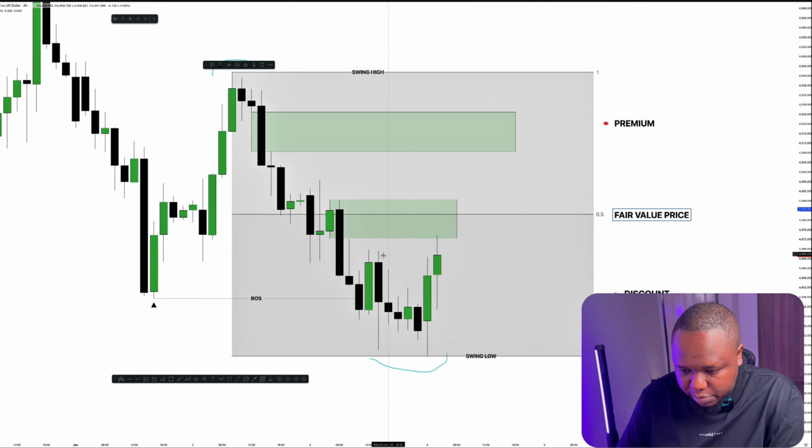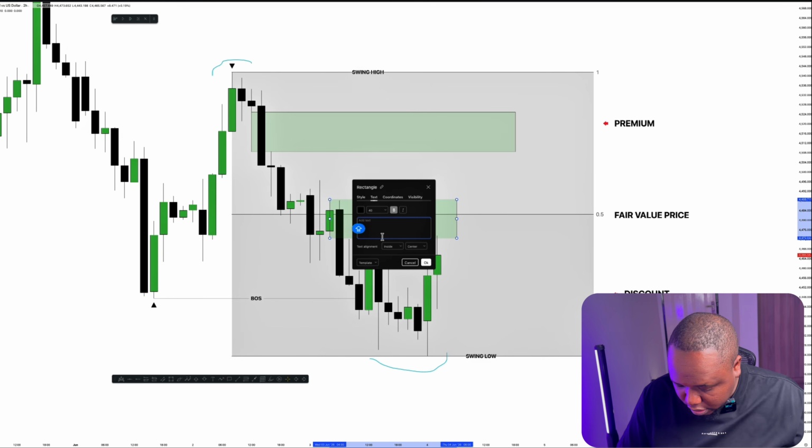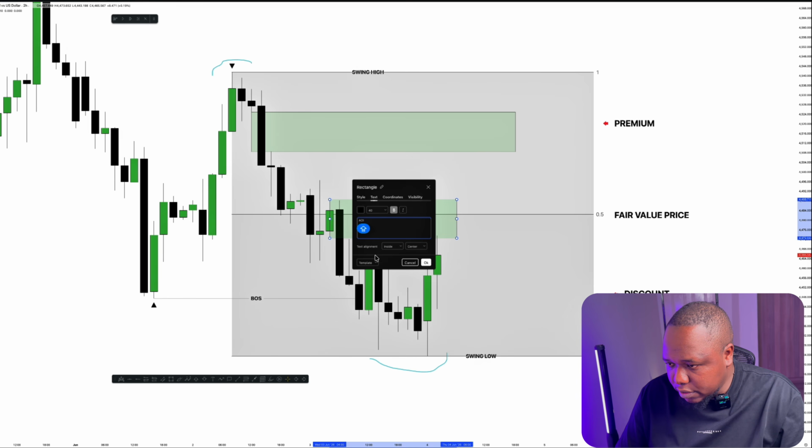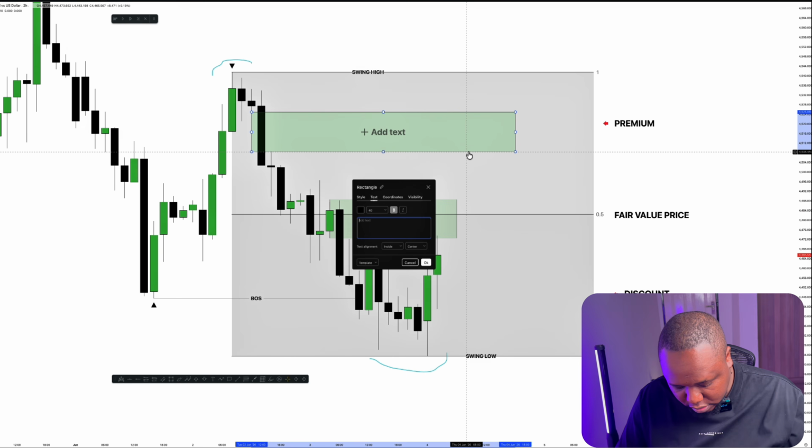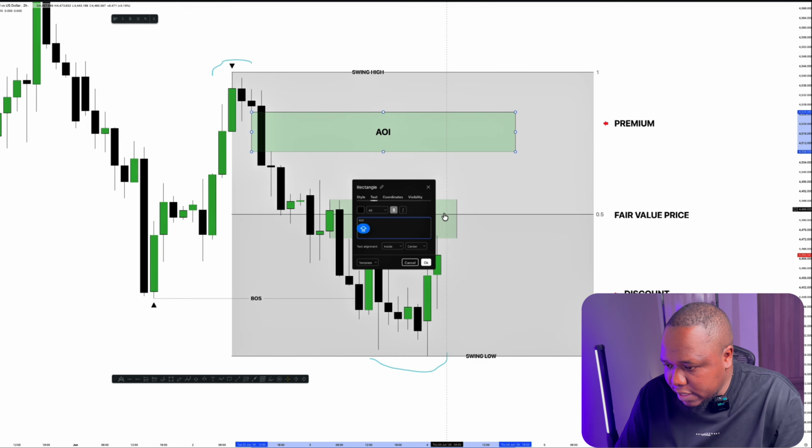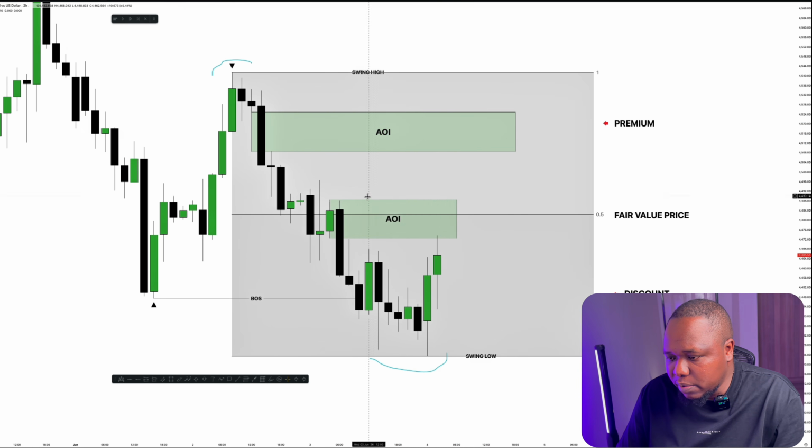So instead of chasing price, you start to discover that as much as this point is, let's say you've got your area of interest 1 and this is your area of interest 2. So you now understand that this is going to be of low probability and this is going to be of high probability.